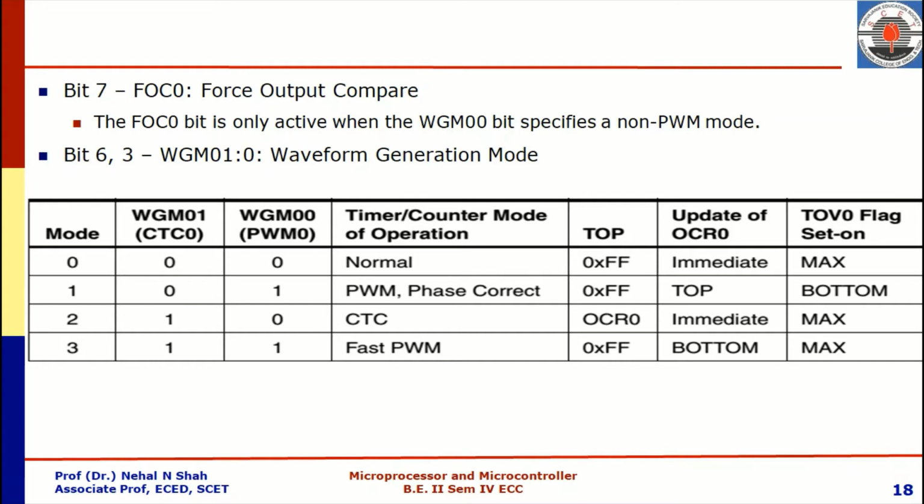When WGM bits are 01, then timer is in mode 1, which is phase correct PWM mode. WGM bits 1-0 combination represents CTC mode, which is mode 2 of our timer, and WGM equal to 1-1 represents mode 3, which is fast PWM mode. In normal, phase correct PWM and fast PWM, top is represented by 0xFF, but in CTC mode, top is decided by OCR register.